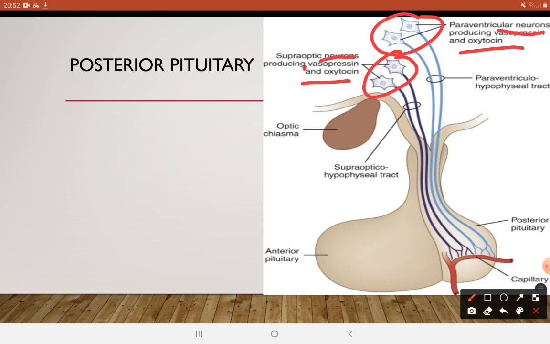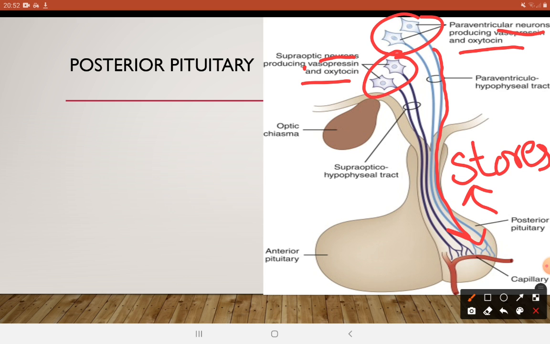So these neurons actually secrete the vasopressin and oxytocin, and these hormones are just stored. The posterior pituitary just stores these hormones. So the posterior pituitary actually secretes no hormones, but the paraventricular neurons and the supraoptic neurons of the hypothalamus secrete the oxytocin and vasopressin, which are known as posterior pituitary hormones, right?